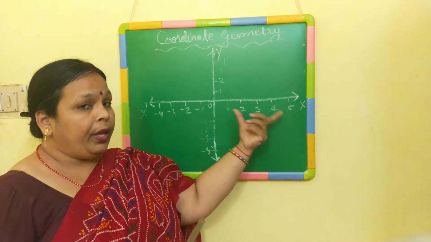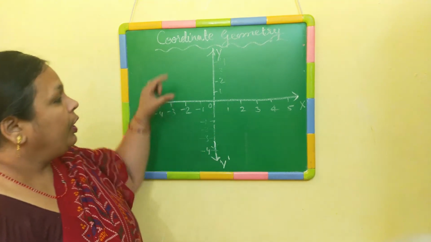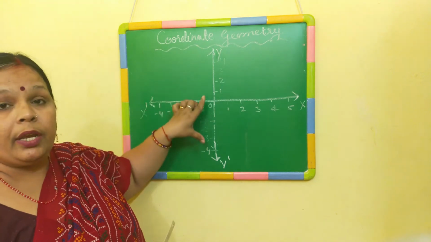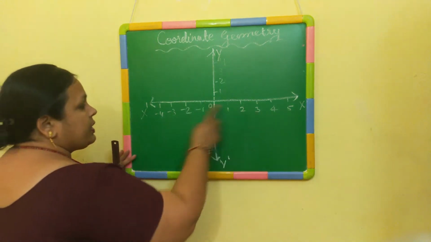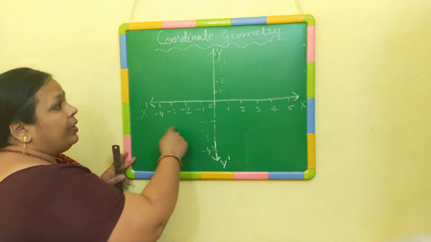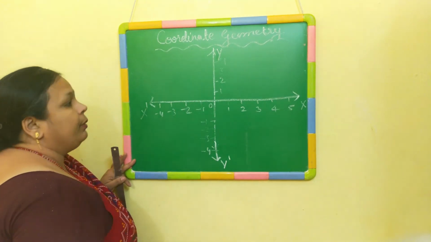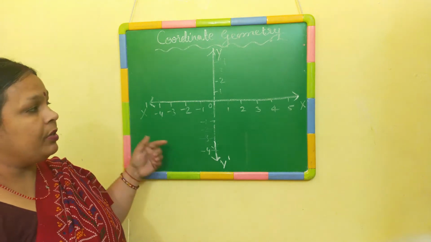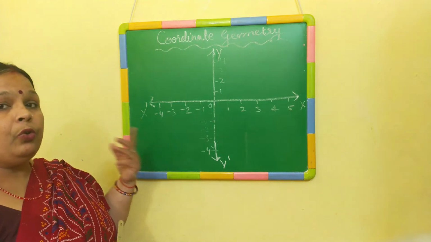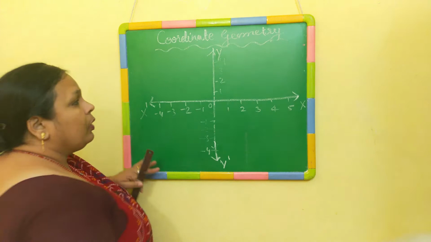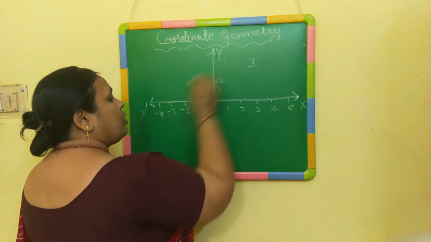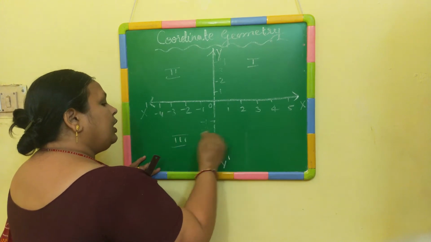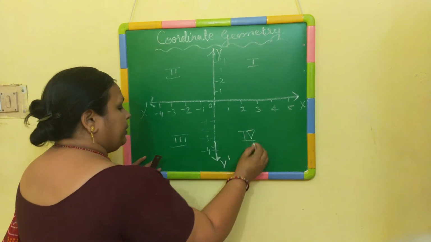OX has all the positive numbers and OY has all the positive numbers on the axis. Now, x dash is horizontal whereas y dash is vertical. Now we can see that x dash and y dash are dividing the plane into 4 parts. Clear? Now this one is known as the first coordinate, this is your second coordinate, this is the third coordinate, and this one is your fourth coordinate.